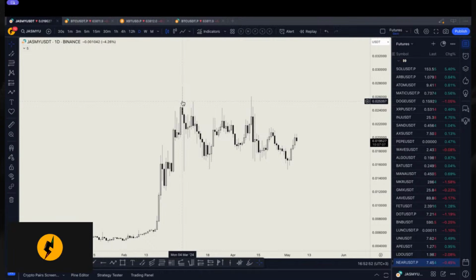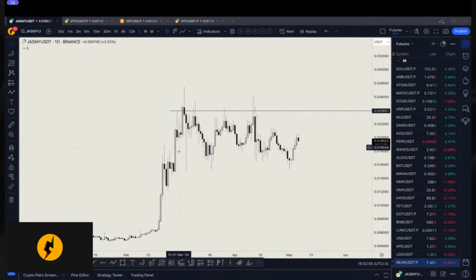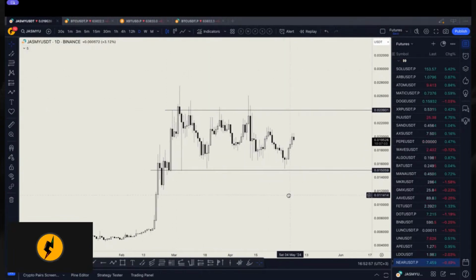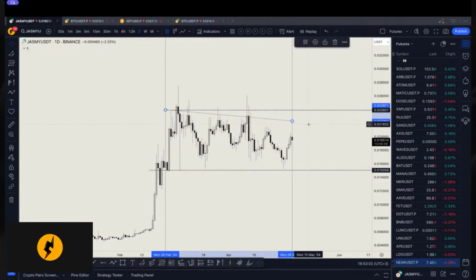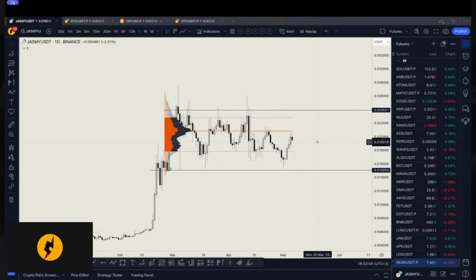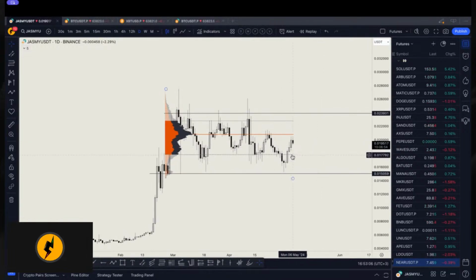So yeah, let's find our range. I want to mark this, right? You add the profile. Yeah, you see, same thing from here, and this is my point of interest for a long on JASMY. So yeah, we haven't tested the value area low here, right? So deviation here, but this is basically what I'm looking for.